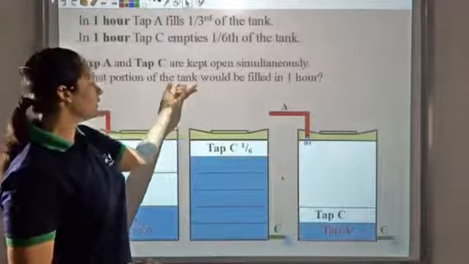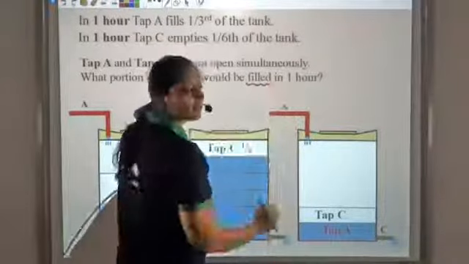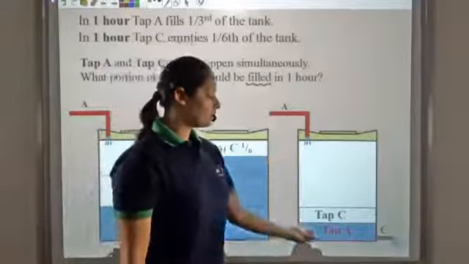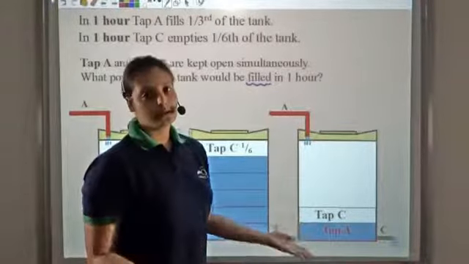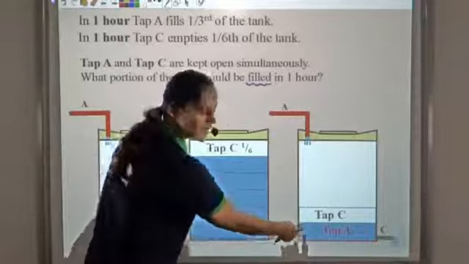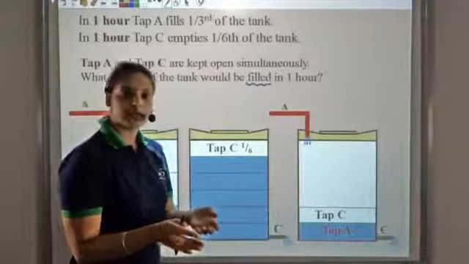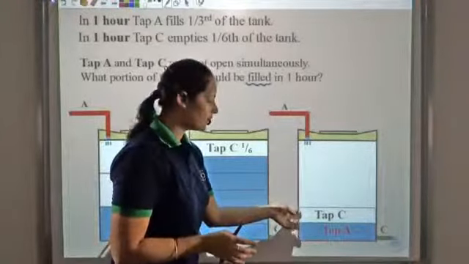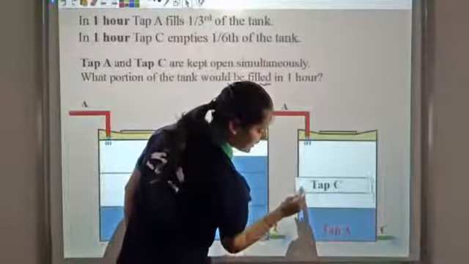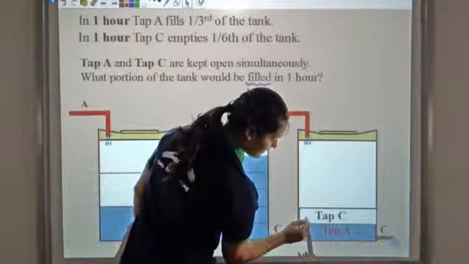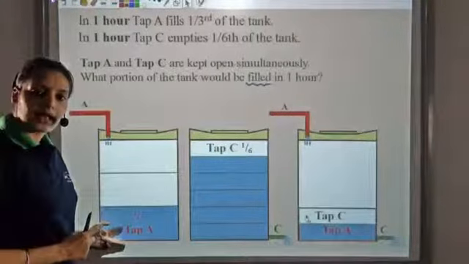I want to find what portion of the tank would be filled in an hour. If I take filling of this tank as positive, then removing water from this tank would be negative. So tap A is doing positive work, it is filling the tank, whereas tap C is removing water from the tank. That is, it is doing negative of that work. So I subtract tap C from tap A. This is actually the portion that is being filled in an hour, which you can see is less than what tap A was filling.